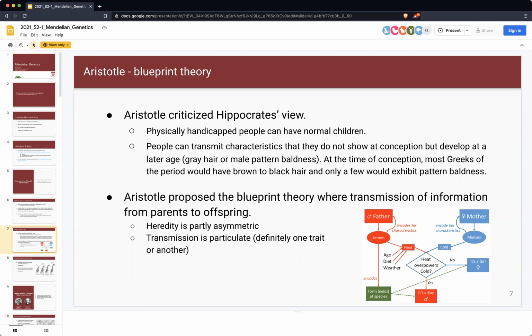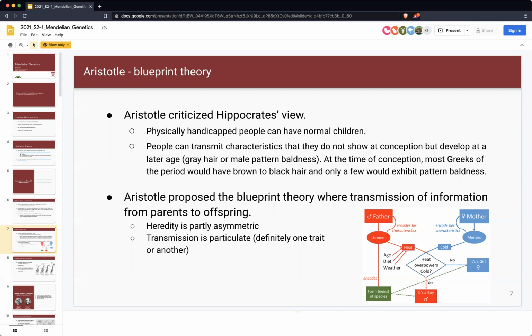Anyways, Aristotle's idea is what we call the blueprint model theory. Aristotle was basically opposed to Hippocrates' idea. He thought that some people have a physical handicap, but they can have normal children, right? Now we know why, but at the time, this was a counterexample to Hippocrates' view.